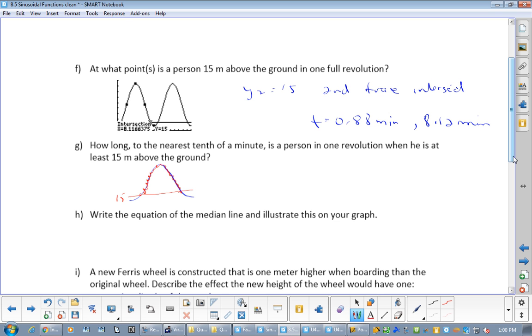Yeah, I would take, because this is 8.12, this is 0.88. If I subtracted the two, I would get all the time in between, right? So 8.12 minus 0.88. I don't have the answer to that. What do we get? 7.24 minutes. So I will be at least that high.